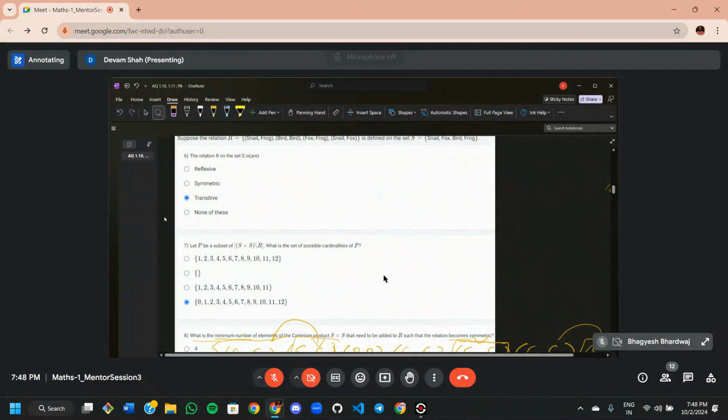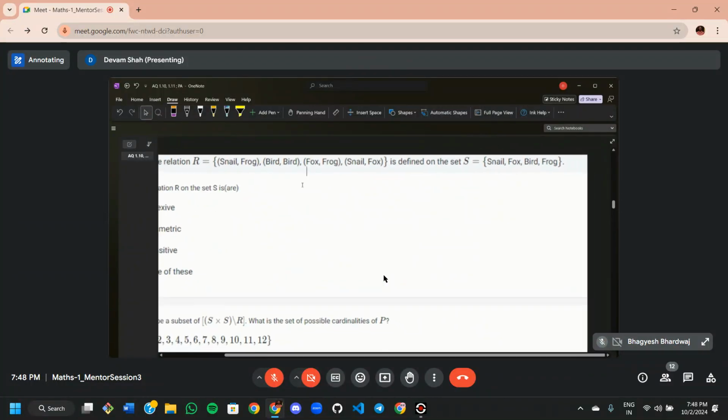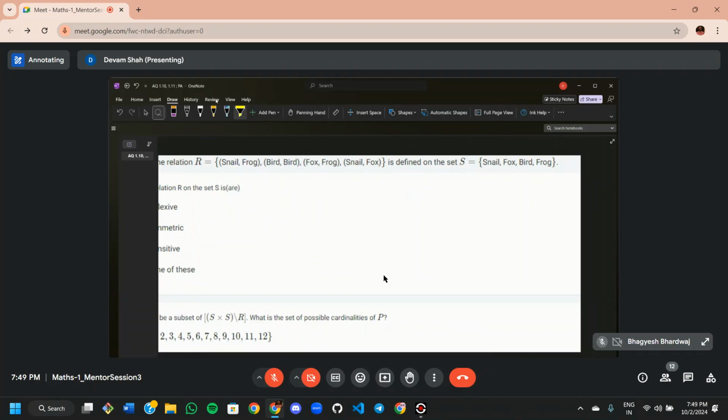Sure, I will. Now, for example, here, check for terms like, is there frog anywhere as the first term? Here, or else here also. No, right? So we don't need to check transitivity for this term. Leave it. Go to the next term. Checking for this, is there any term starting from bird? Yes, the correct one.